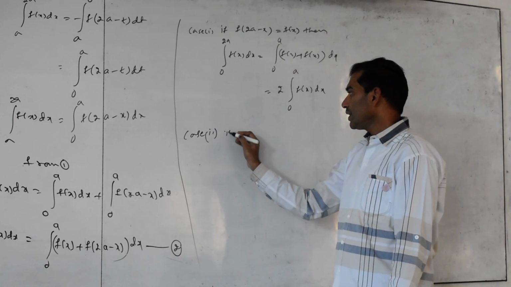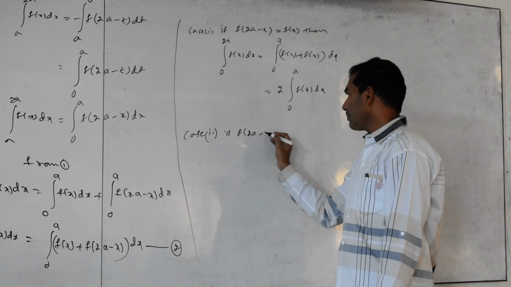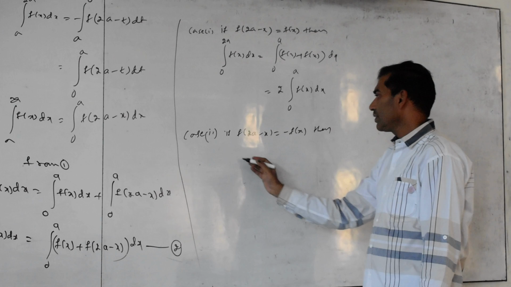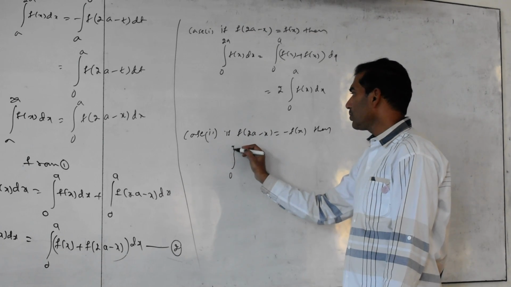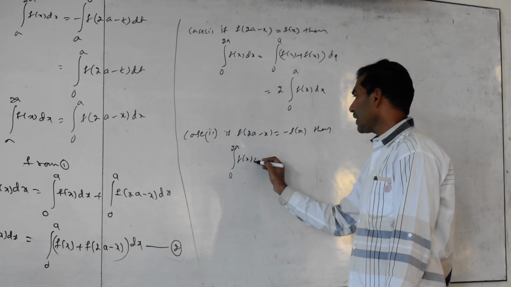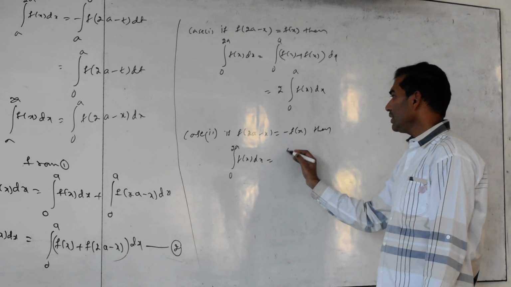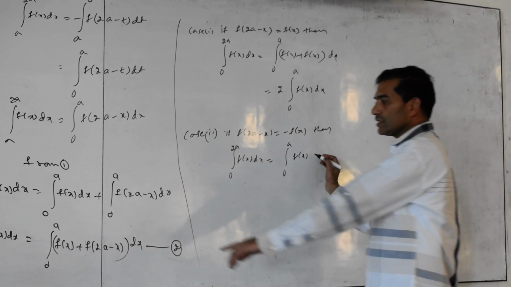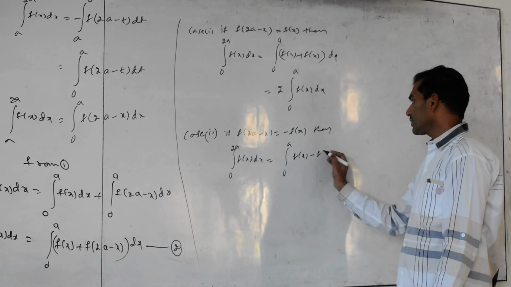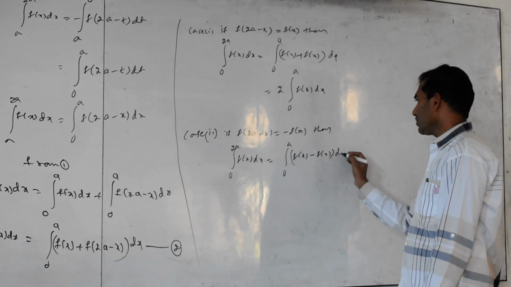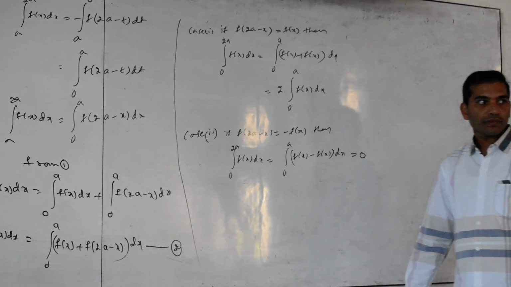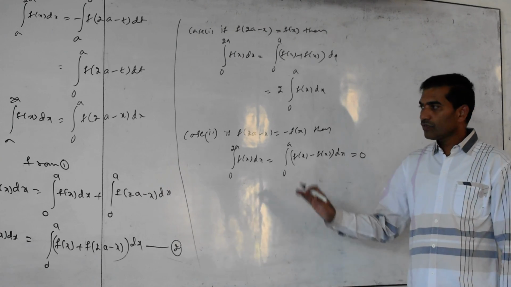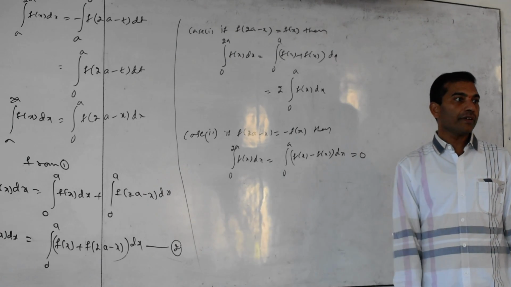Next, case 2. If f of 2a minus x equals minus f of x, then the integration of 0 to 2a f of x dx equals the integral from 0 to a of f of x plus minus f of x. So the value becomes 0 for the integral from 0 to 2a of f of x dx. Hence, this is the 4 marks and related problem they will ask.